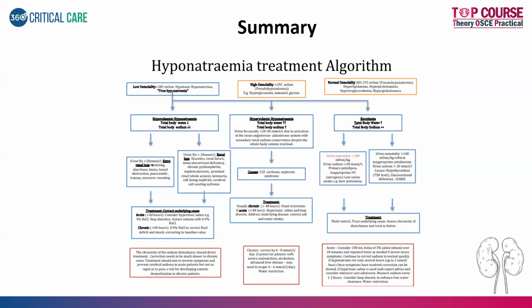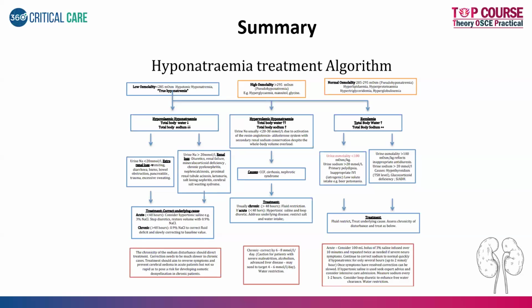Coming to management, always understand the management is based on the acuity and severity. If it is acute, that is less than 48 hours, and the patient is symptomatic with the severe symptoms being seizure, low GCS, or hemodynamic compromise, this warrants a bolus of hypertonic saline. Multiple boluses in a span of 5 to 10 minutes can be given. The correction factor usually is around 2 millimoles per liter.